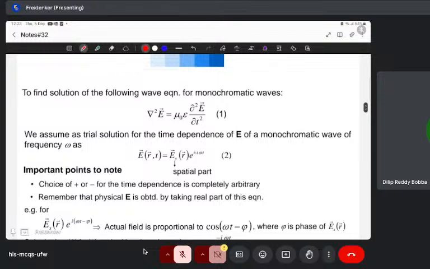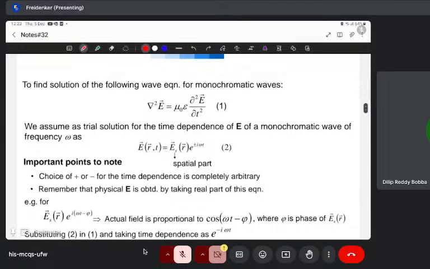Okay, wave equation. To find the solution of the wave equation for monochromatic waves. Monochromatic means you have one color. If you have one color, that means you have one frequency. So if you have one frequency, you'll have one omega. So what they're trying to do is use something called the variable separation method.